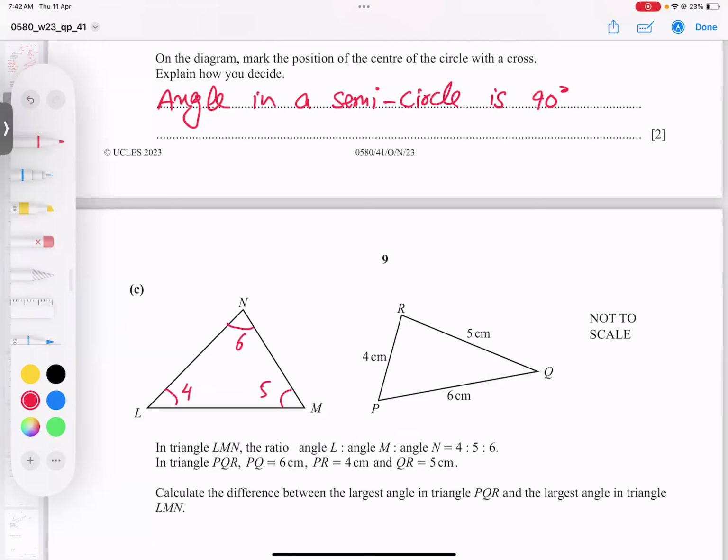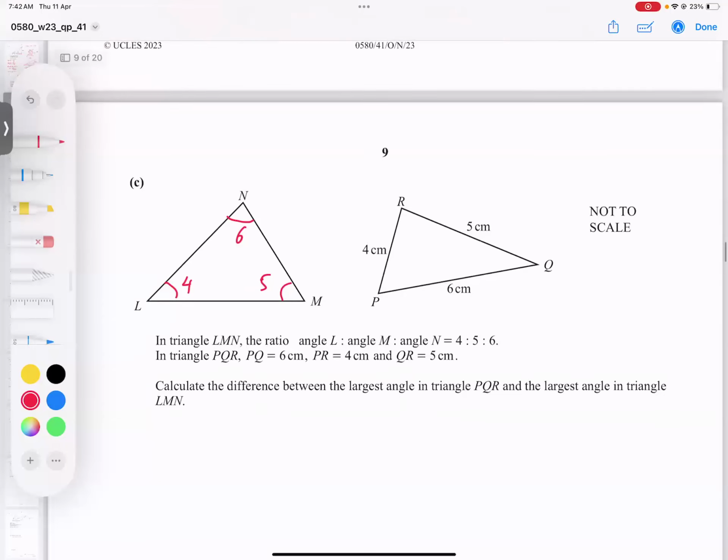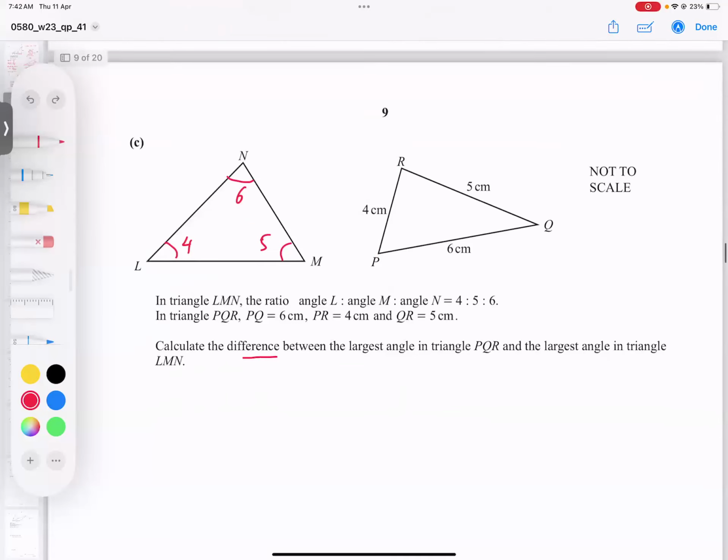I think the idea is clear. So these are ratios I wrote actually. Don't worry about these, not angles actually. These are ratios. And he is asking what here? We have been given all three sides in lengths. The difference between the largest angle in triangle PQR and the largest angle in triangle LMN. So in both triangles we find the largest angle and subtract them.